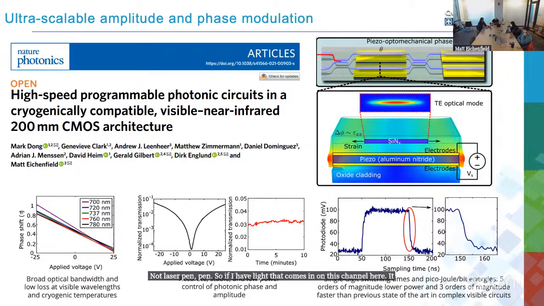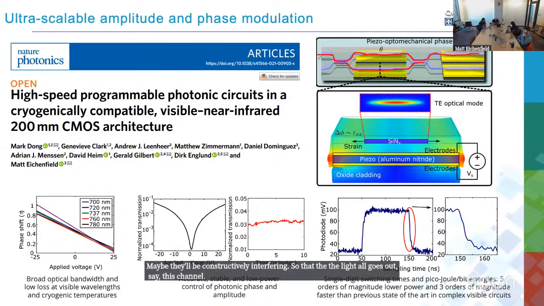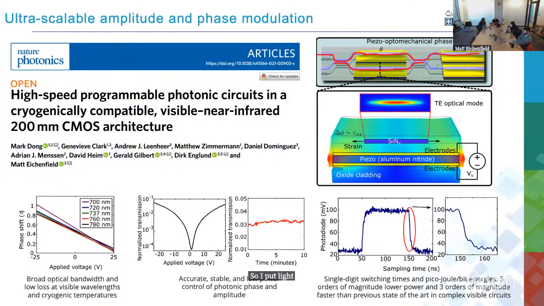So if I have light that comes in on this channel here, it's going to go through this directional coupler, and that means that it'll get split in half. Now I've got light traveling in that path and light traveling in that path. If I don't strain the material, after they come back together maybe they'll be constructively interfering so that the light all goes out, say, this channel. So I put light in the top channel, it came out the other top channel.